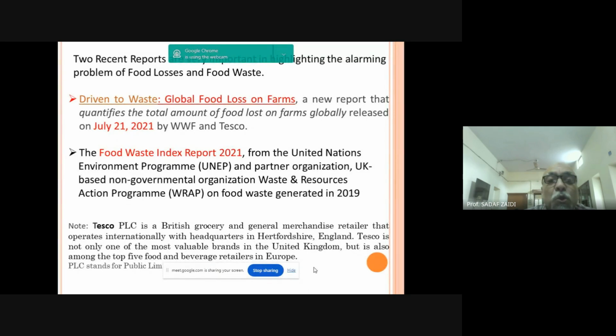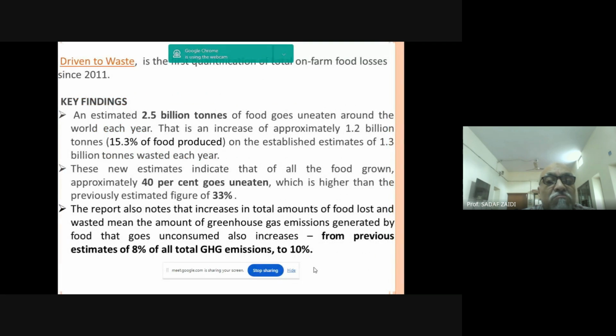So these two reports were really eye-openers. We'll see the key findings of the report on food loss, which is Driven to Waste. What we see in this is on-farm losses since 2011. The key findings are that how much food goes uneaten around the world each year is around 2.5 billion tons.